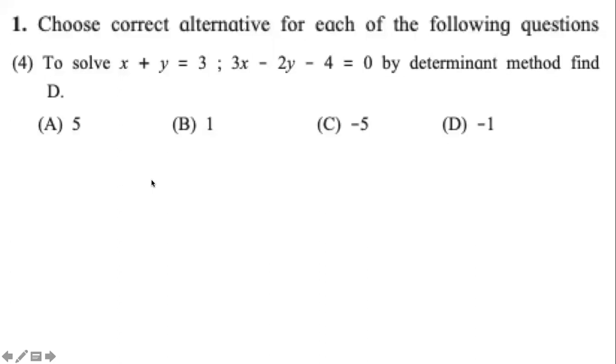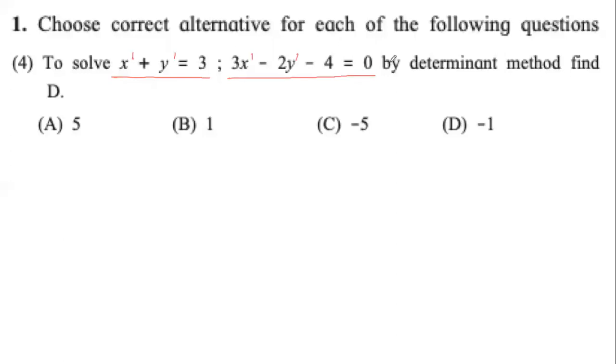So in this question, there are 2 equations that are given. First one is x plus y equals to 3. Second one is 3x minus 2y minus 4 equals to 0. Definitely these are linear equations in 2 variables because the variables are x and y, and the power of all these terms with variables is 1 only. So both are linear equations in 2 variables.